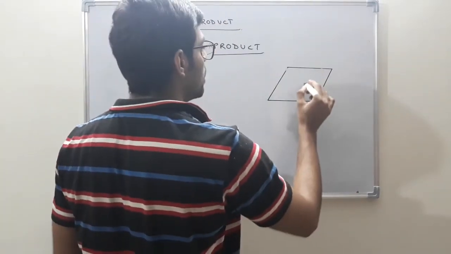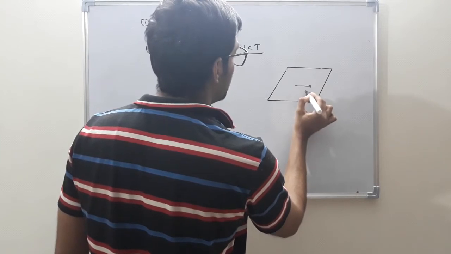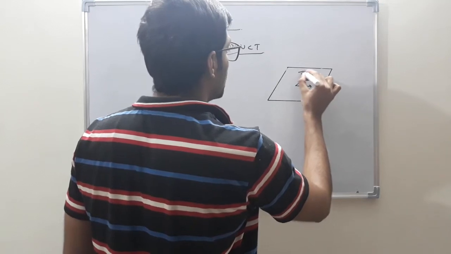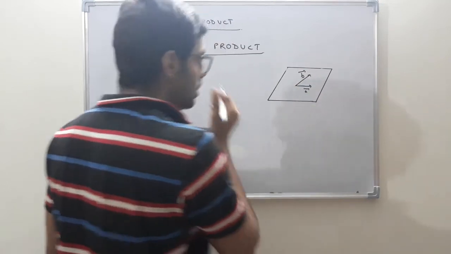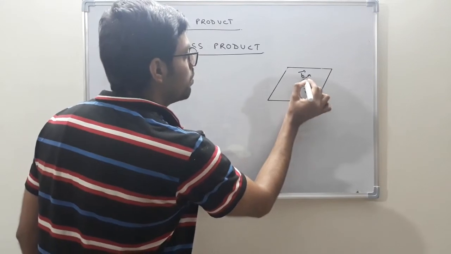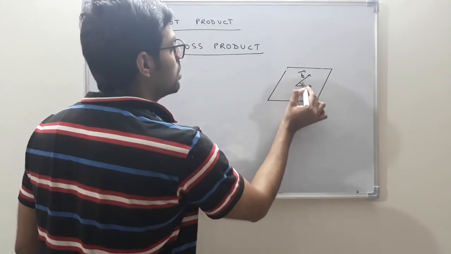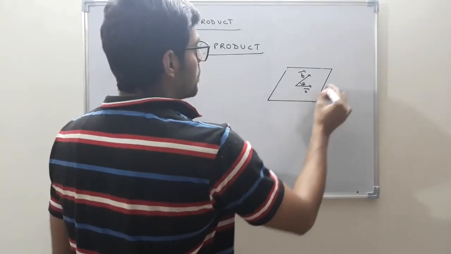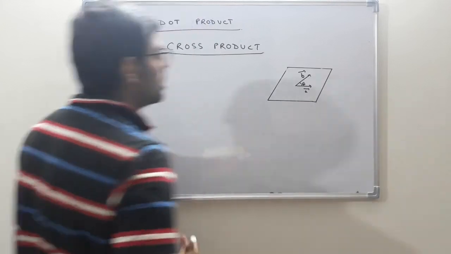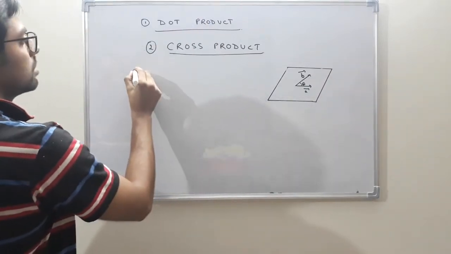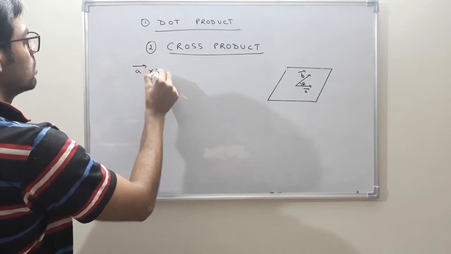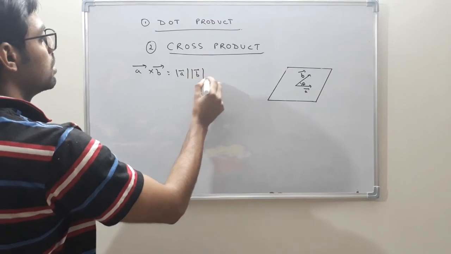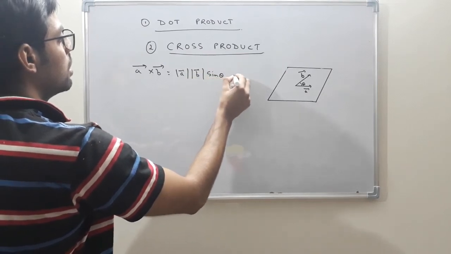Suppose it is a given plane and we have two vectors, A vector and B vector in this plane, and the angle between A vector and B vector is theta. Now, the cross product between A vector and B vector, A cross B, is defined as mod A mod B sin theta into n hat.